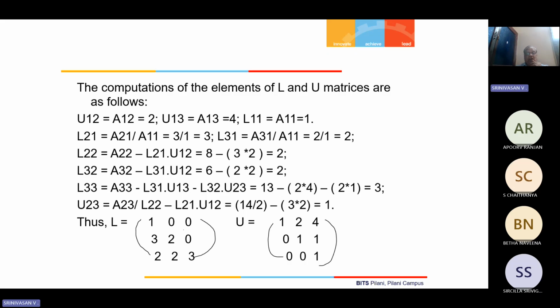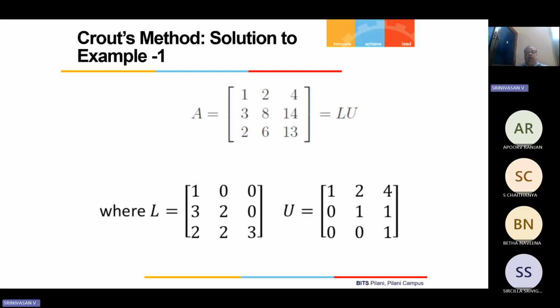What is U23? U23 is what we need to find here, and it cannot be filled in yet, isn't it? For that, you need to find U23. What is U23? It is A23 divided by L22 minus L21 into U12. So what is A23?